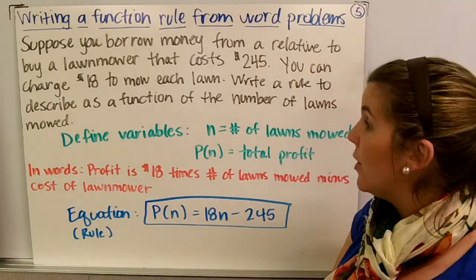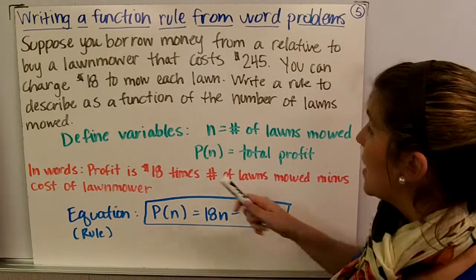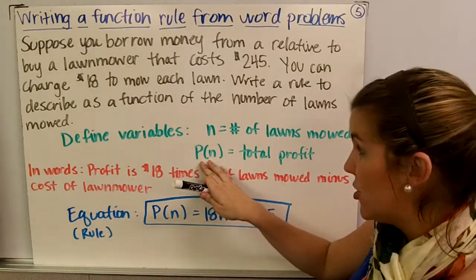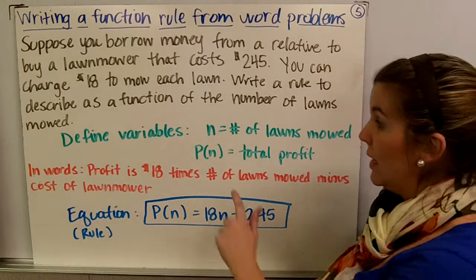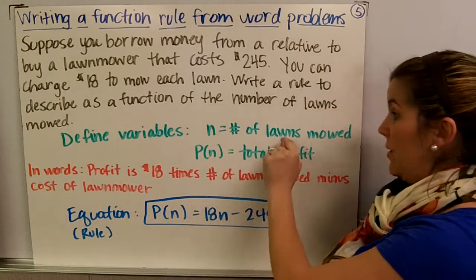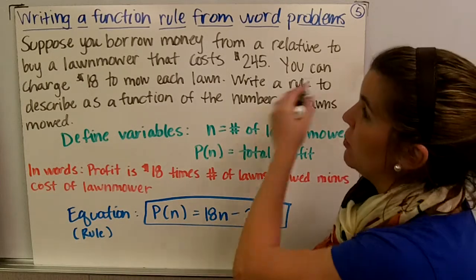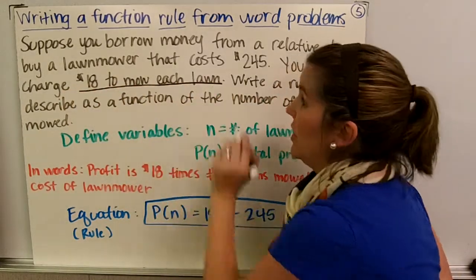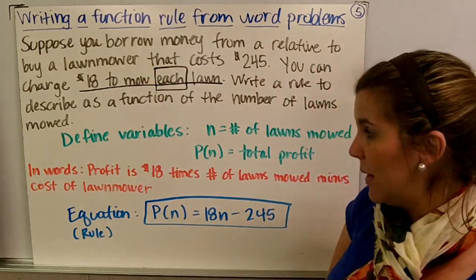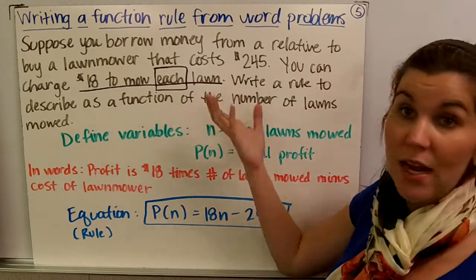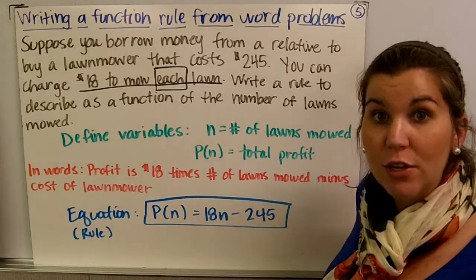So we need to define our variables. N is the number of lawns mowed. Okay. P of N, so this is in function notation, like the previous problem, is the total profit. P stands for profit. N is our input. That's the number of lawns that we mow. Well, in the problem it says you can charge $18 to mow each lawn. Keyword here being each. We know each means multiply. So 18 times the number of lawns you mow is going to give you how much money you earned.